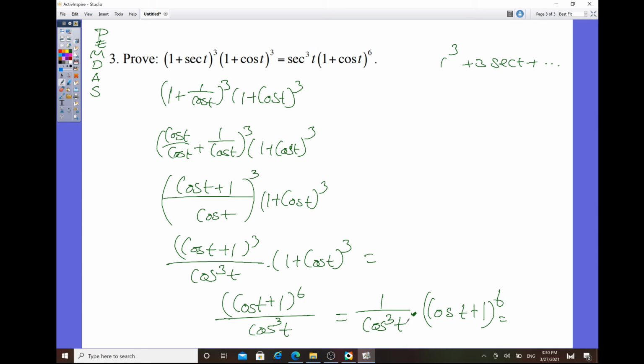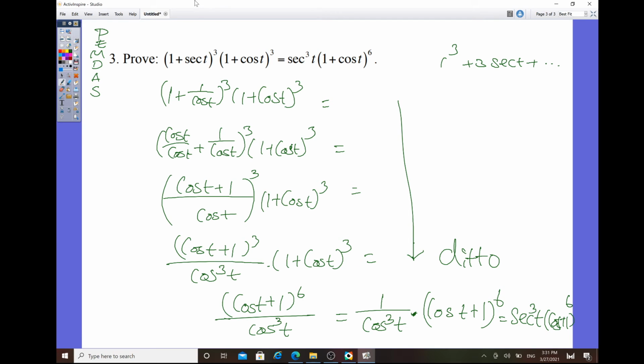And then, what do you notice? 1 over cosine of t to the power of 3, it's a secant cube of t. And then cosine of t plus 1, quantity to the power of 6. And then the right hand side, just bring it down. Ditto. Okay, so it's more rigorous proof.